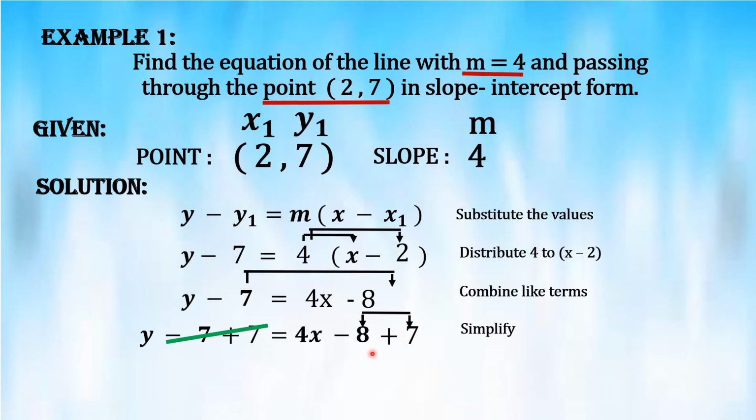By the addition rule, we cannot simply add them because their signs are different. So we do this: you have y equals, bring down 4x. Then we subtract. 8 minus 7 is equal to 1. And then copy the sign of the higher number, which is negative. So our answer becomes negative 1. Okay, so as you can see, it is already in slope-intercept form. You have y equals mx plus b. So that will now become our final answer.